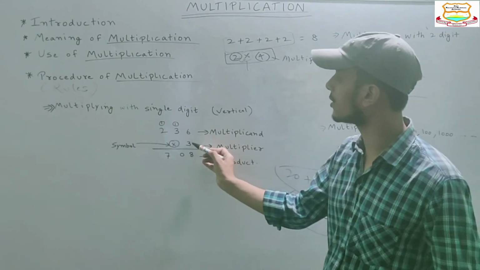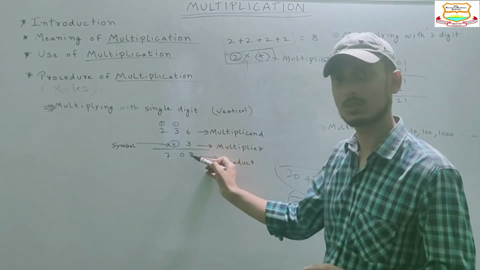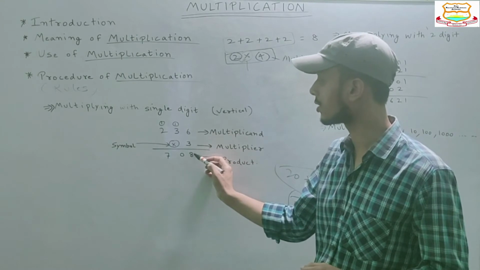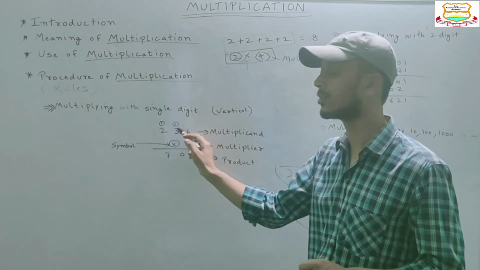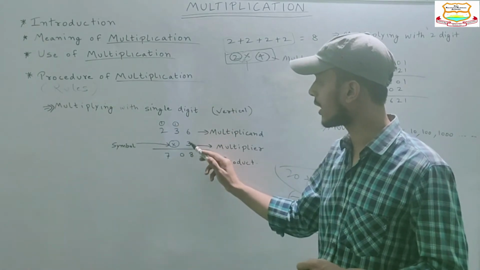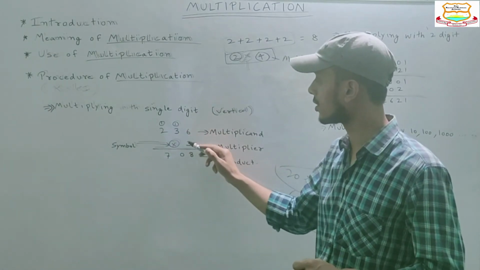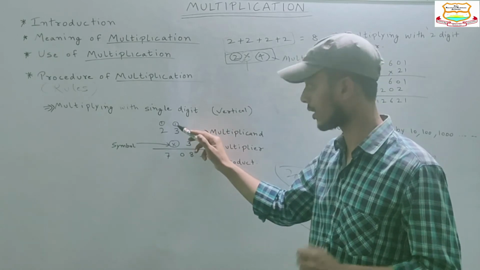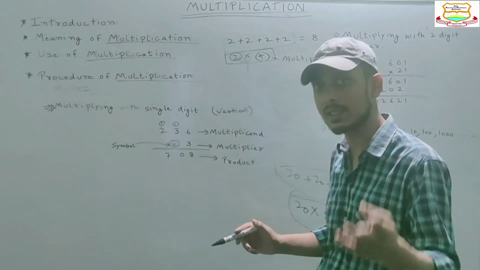So start multiplying 3 with 6. 3 6s are 18. We have to write 8, and we have to transfer the carry to the next digit. 1 is the carry. Now multiply with this tens digit. 3 3s are 9, and 1 we have to add. The carry should be added.